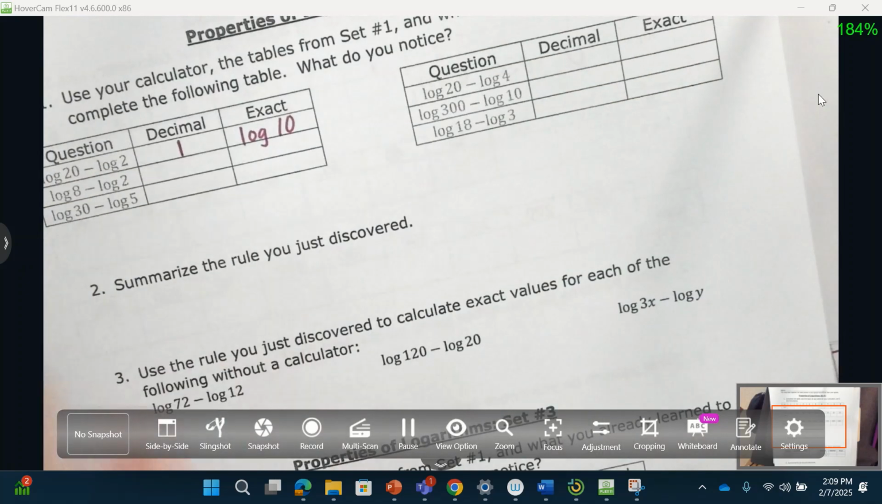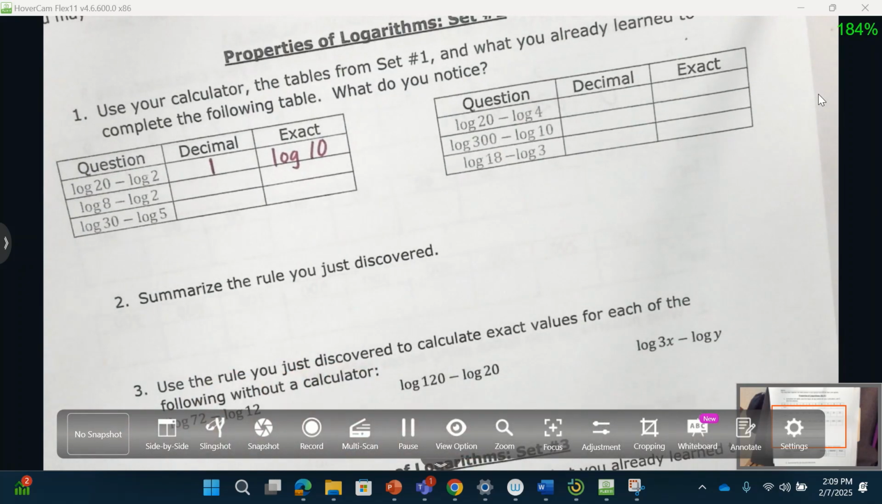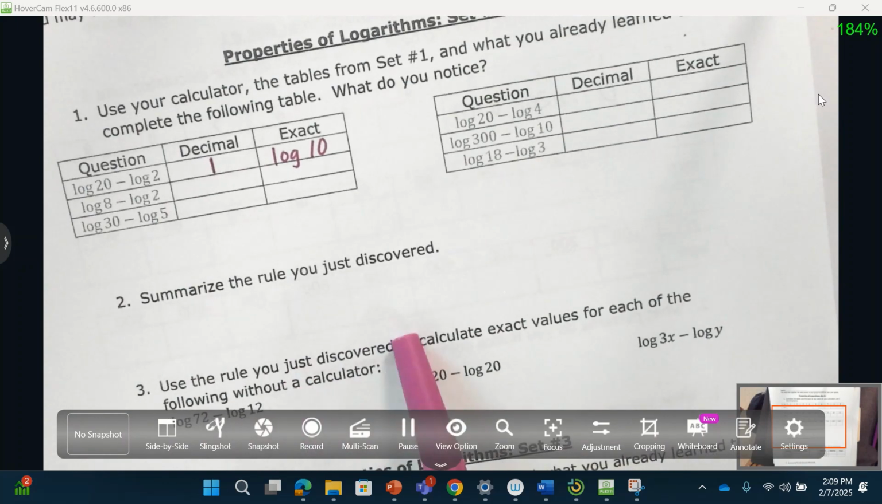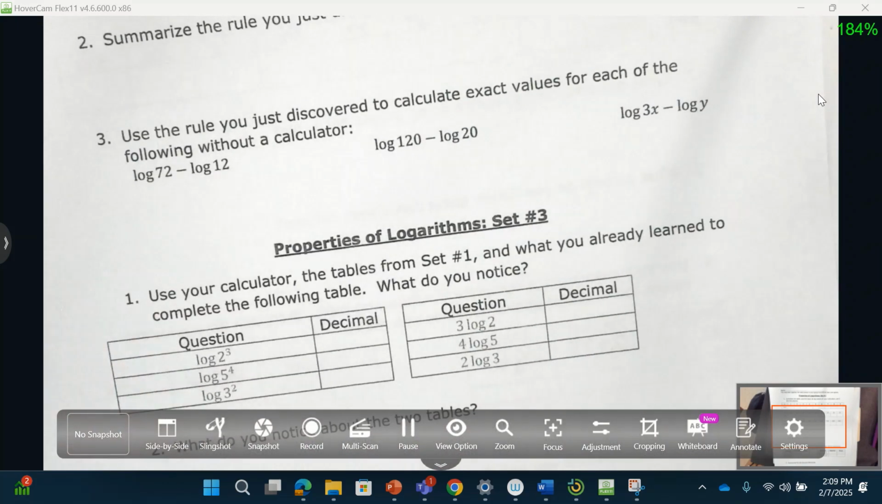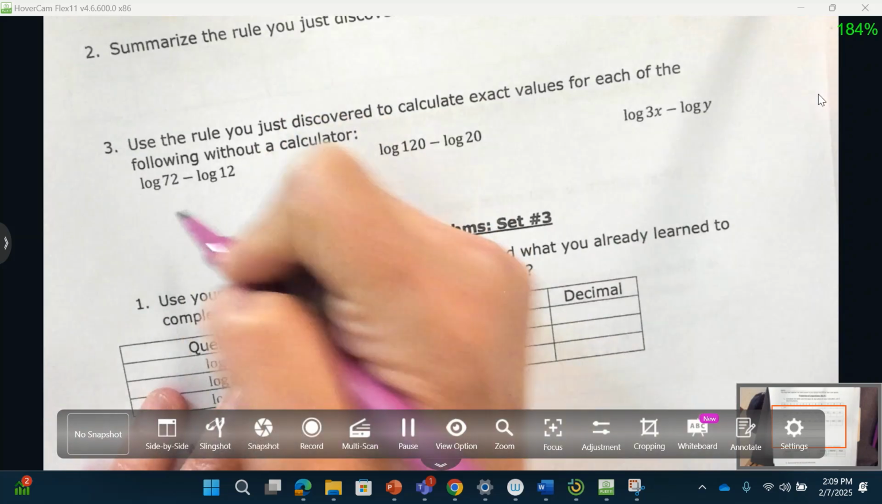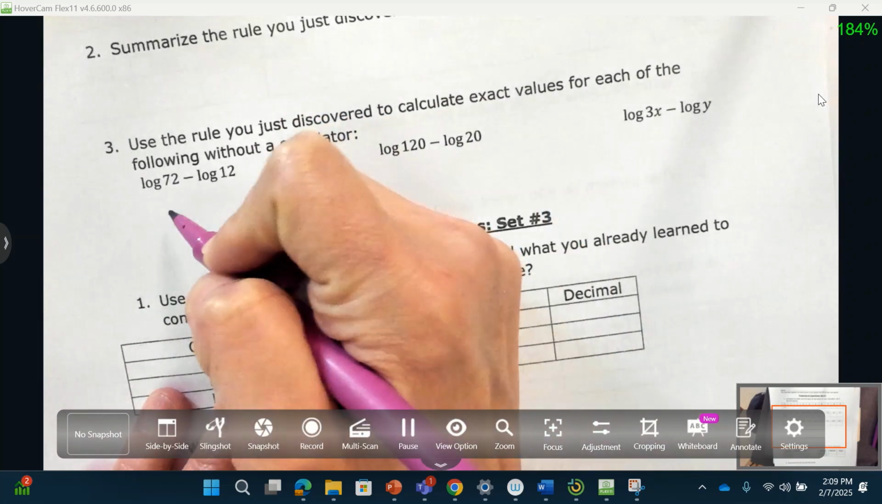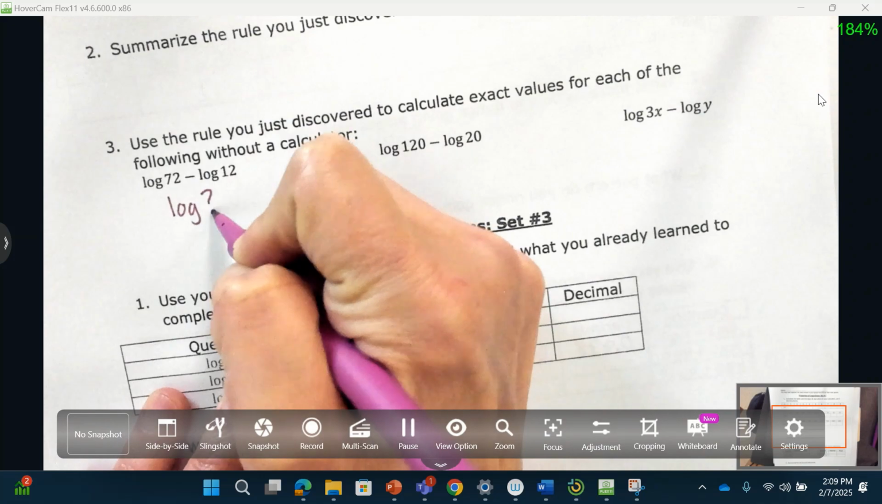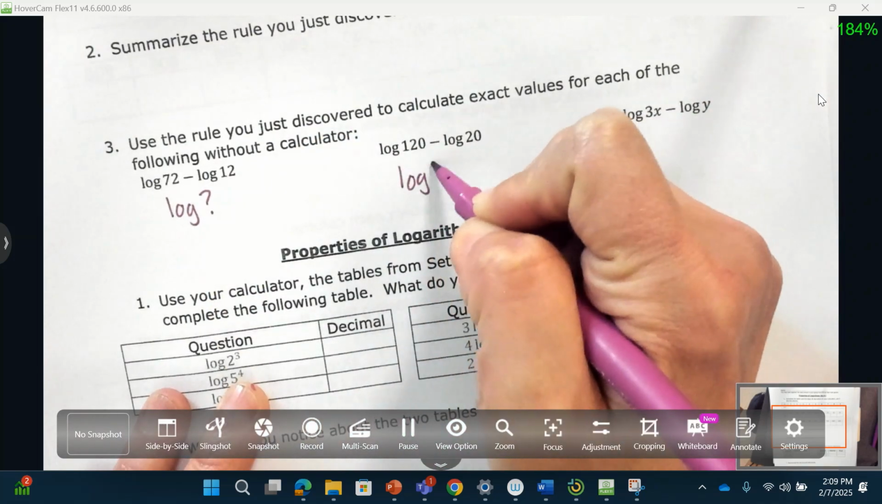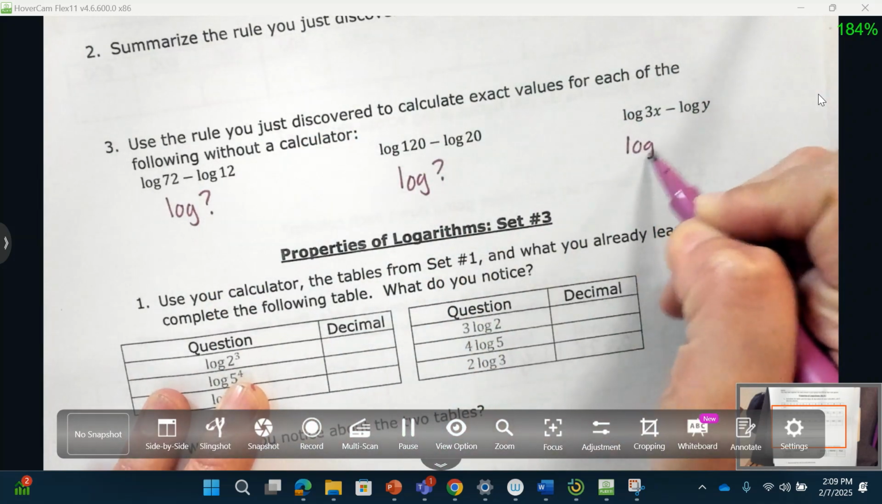And so as you go through that, again, you're looking for that pattern between the numbers, what's happening with the numbers, summarize what you see, and then again, for this part, give me the exact. Okay, so log 72 minus log 12 would be log of what?